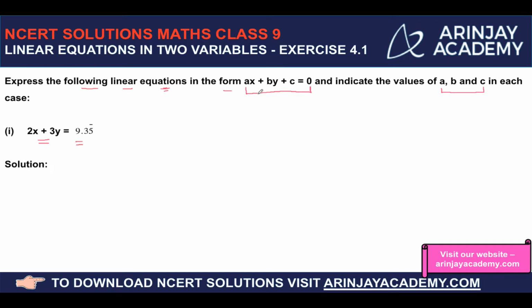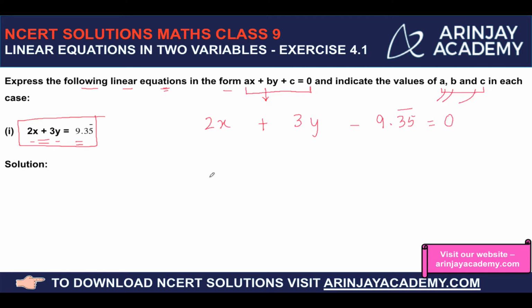Now, you are given here 2x plus 3y is equal to 9.35, where 35 is a non-terminating decimal, which you have to express in this form. And then you have to find out the value of a, b and c. You can write this question as 2x plus 3y minus 9.35 non-terminating is equal to 0.